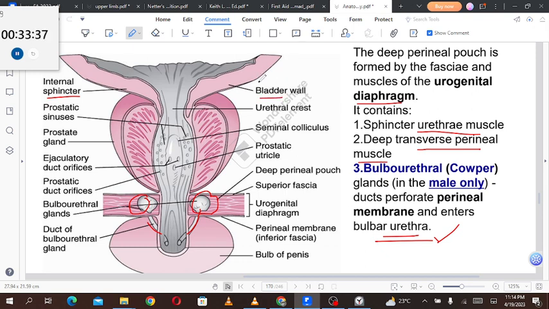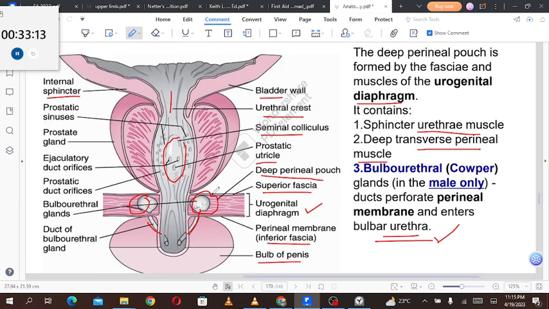Now we'll see these structures from here. Firstly, this is the bladder wall. Then the urethral crest is over there, coming out of the bladder. Then the seminal colliculus, which has the ejaculatory duct orifices. Then we have the prostatic utricle over there. Then the deep perineal pouch, the superior fascia, then the urogenital diaphragm, perineal membrane, inferior fascia, and the bulb of the penis.